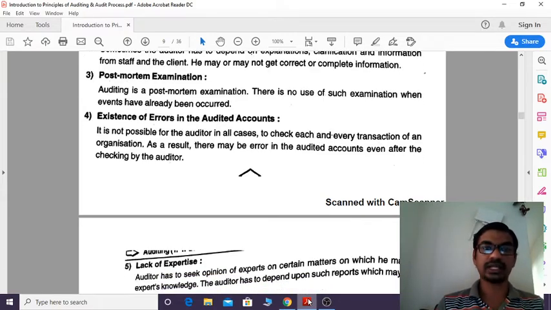Post-mortem examination. Auditing is a post-mortem examination. It is not real-time work. There is no use of such examination when events have already occurred.